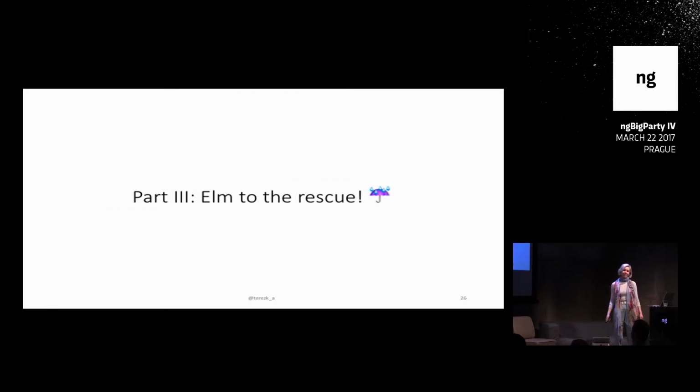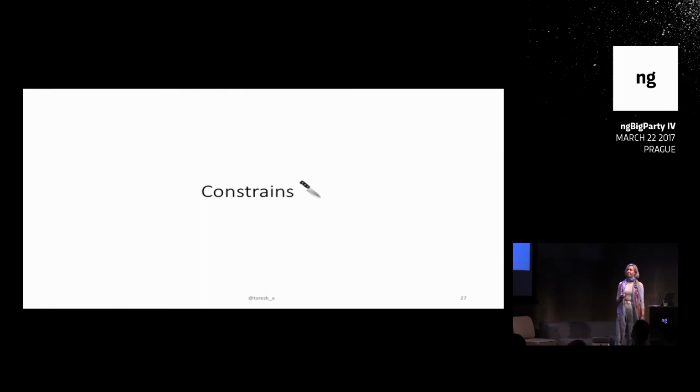Elm does things differently. So basically what I'm trying to explain with this model is that JavaScript has too much freedom. And what Elm does is give you some constraints. So let's take a look at these constraints.